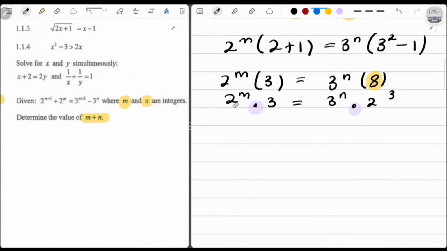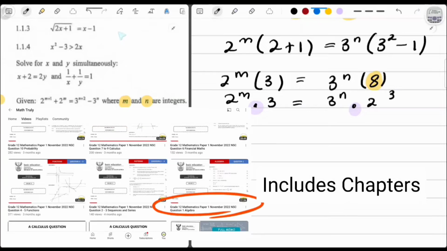So if we have 2 to the power of m, right? We will equate that with the 2 to the power of 3. I also explained this in that 2022 paper more deeply, but I don't want to waste too much time with these explanations. So you can also just check that video out.